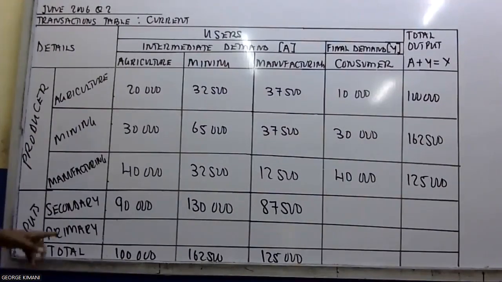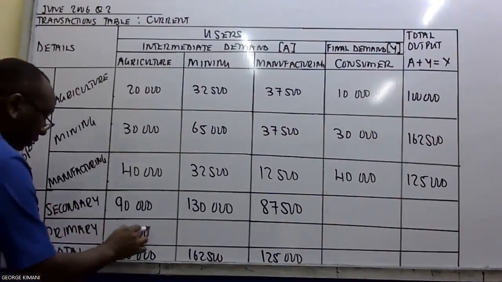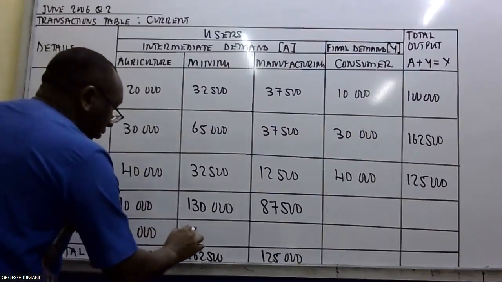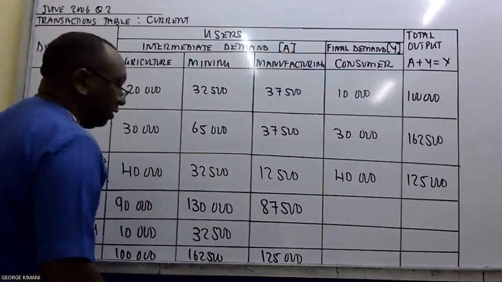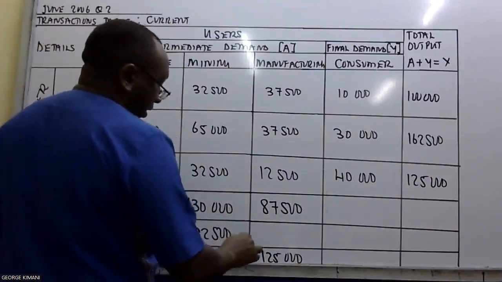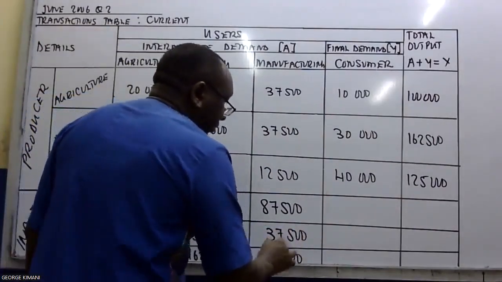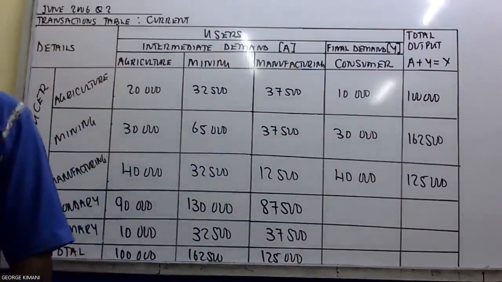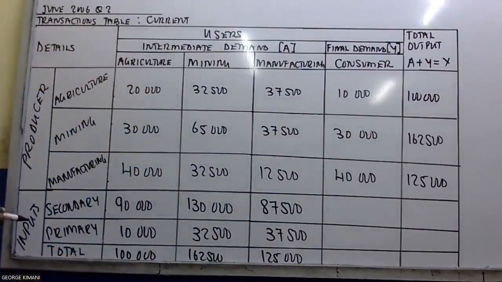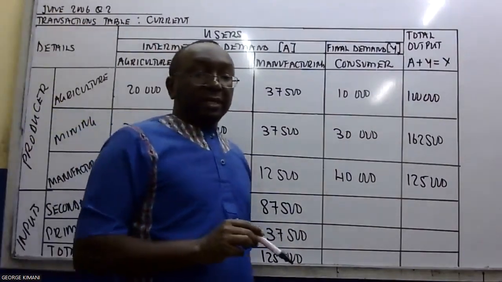Then, if you look at what I have here, these inputs are divided into two. There is what we call secondary and what we call primary. The two of them together give us the total. So if secondary is 90 and total is 100, it means that primary is what? 10. And using the same concept, this is 2,500. And this is 25 plus 12, that's 7,500.